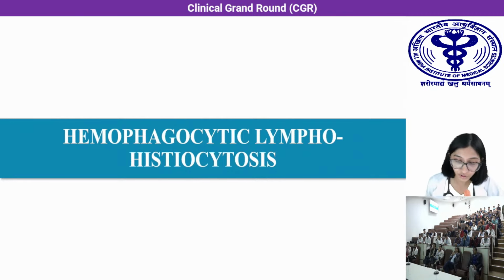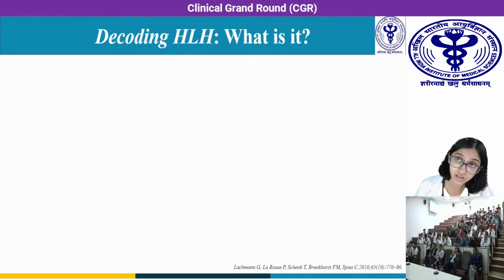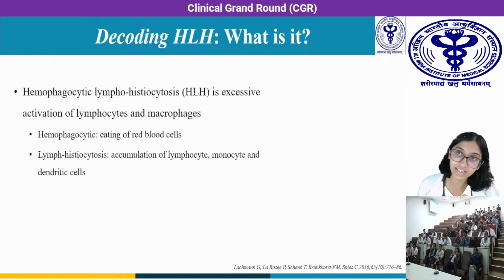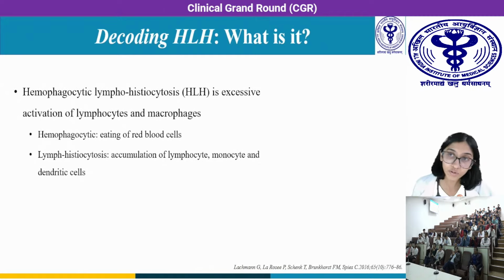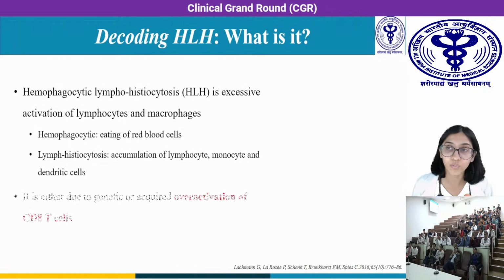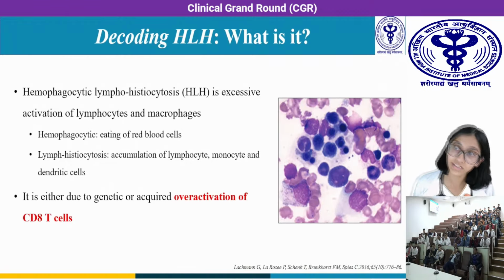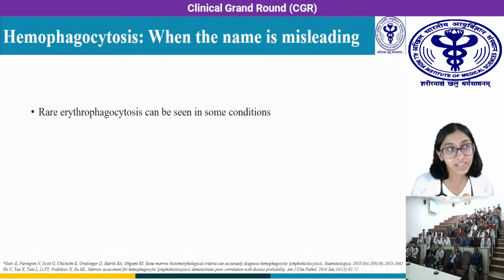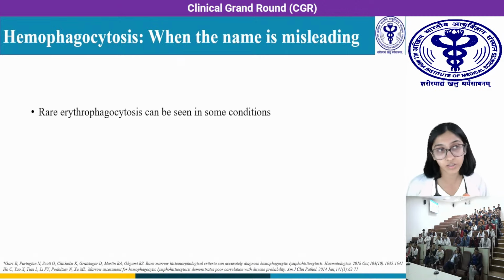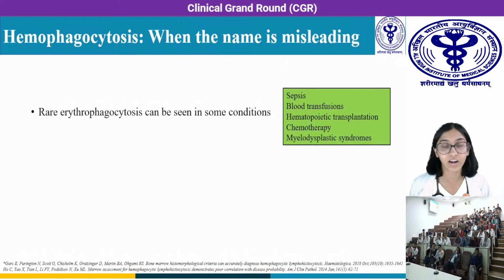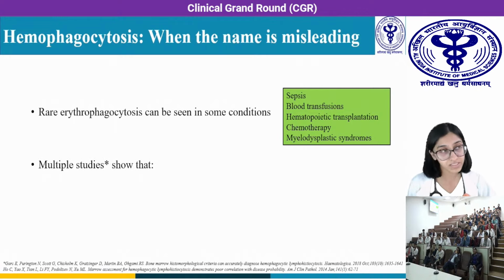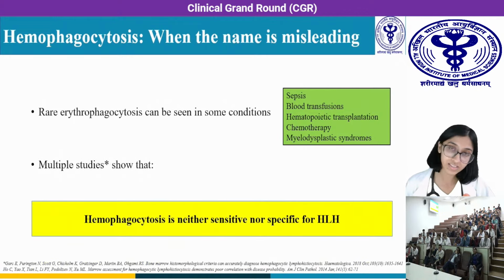HLH stands for hemophagocytic lymphohistiocytosis. So decoding HLH, what exactly is it? It is an excessive activation of lymphocytes and macrophages. Hemophagocytosis means eating of RBCs, and lymphohistiocytosis means accumulation of mononuclear cells, as we can see in this picture. The name can be a little misleading because rare erythrophagocytosis can be seen in conditions like after trauma, sepsis, blood transfusions, and malignancies. Also, multiple studies have shown that hemophagocytosis is neither a sensitive nor specific marker for HLH.